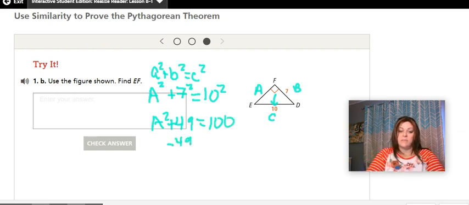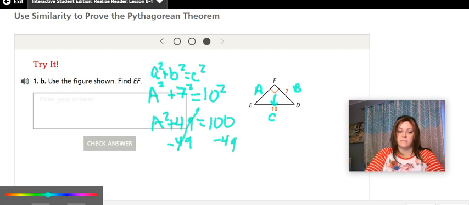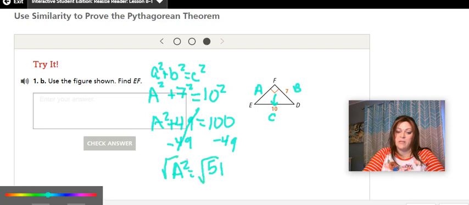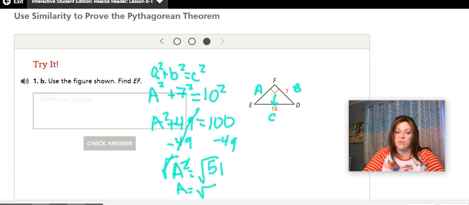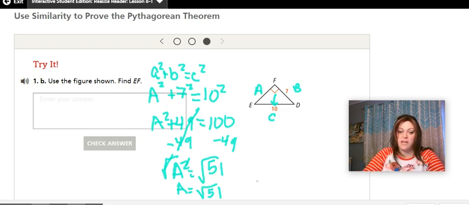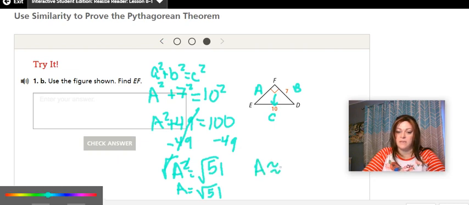Subtract 49 from both sides. And you will get a squared equals 51. Again, you don't want a squared, you want a. Take the square root of both sides because square roots and squares cancel those out. So I have a equals the square root of 51. Depending on your teacher, you need to know if that's an acceptable answer or if you need to take the square root of that answer, which would be approximately 7.14.